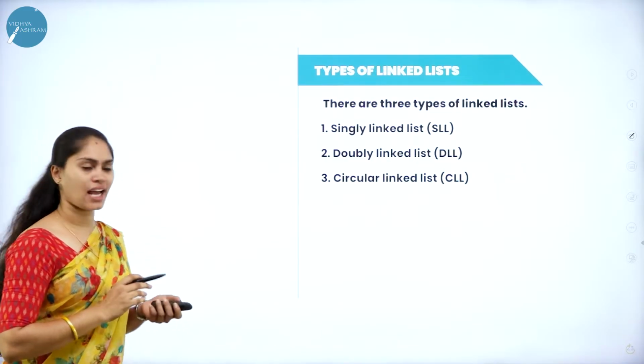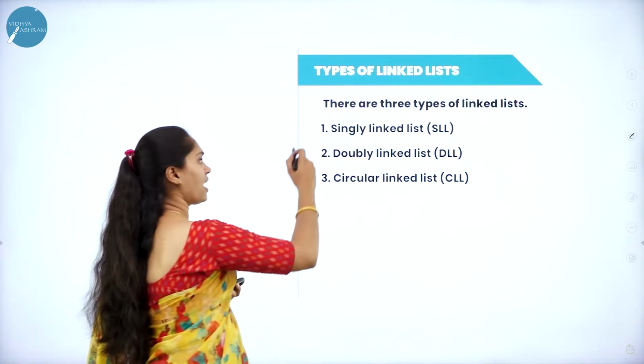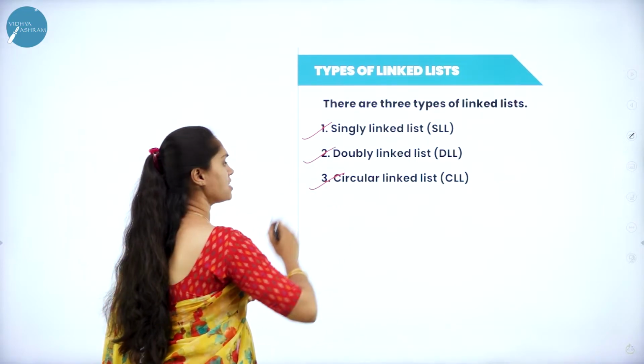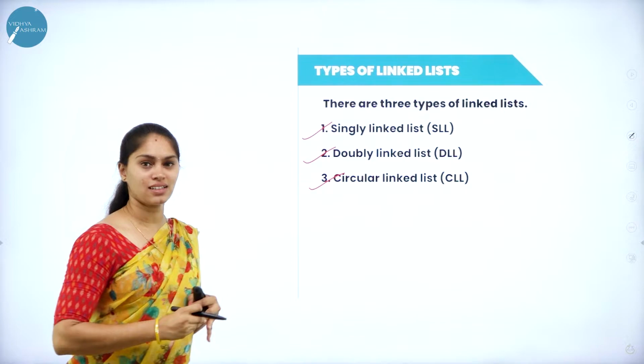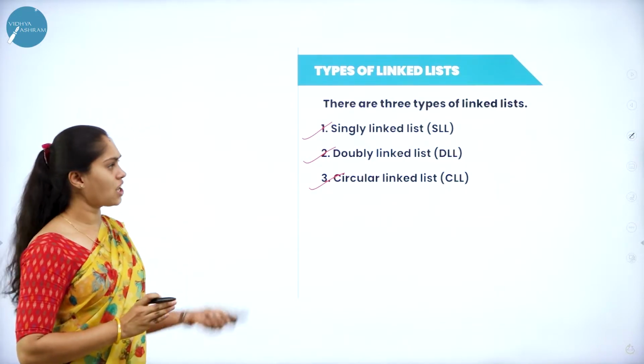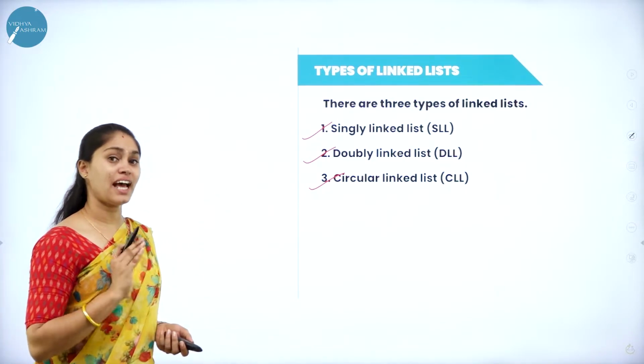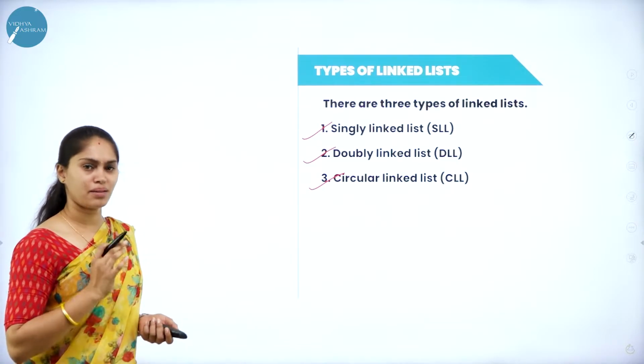Then what are the types of linked list we have? So we have SLL, DLL as well as CLL, that is singly linked list, doubly linked list and circular linked list. So in this, all the definitions you have to learn along with its diagrammatic representation.